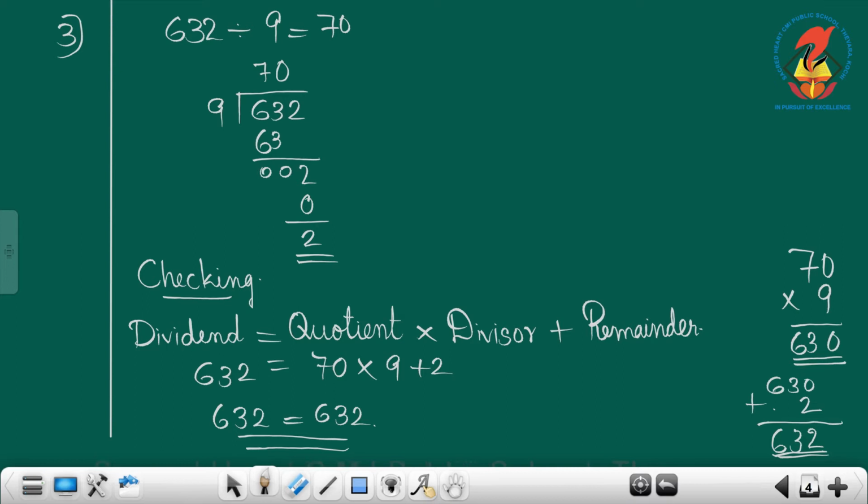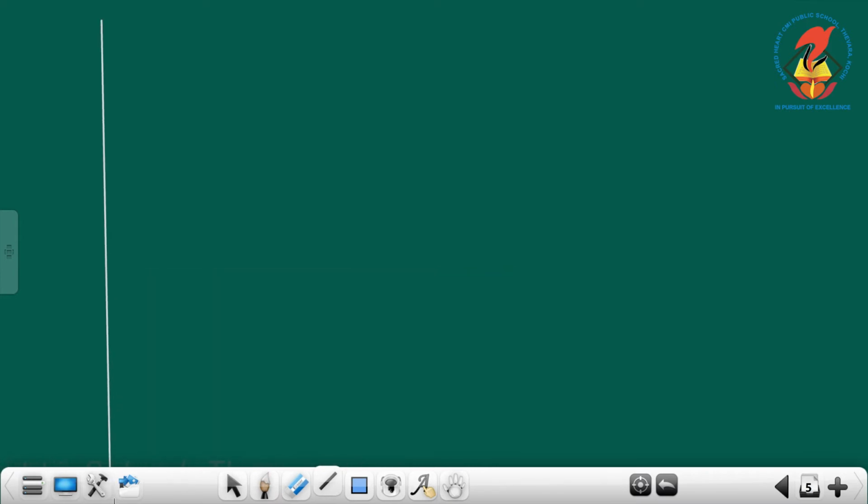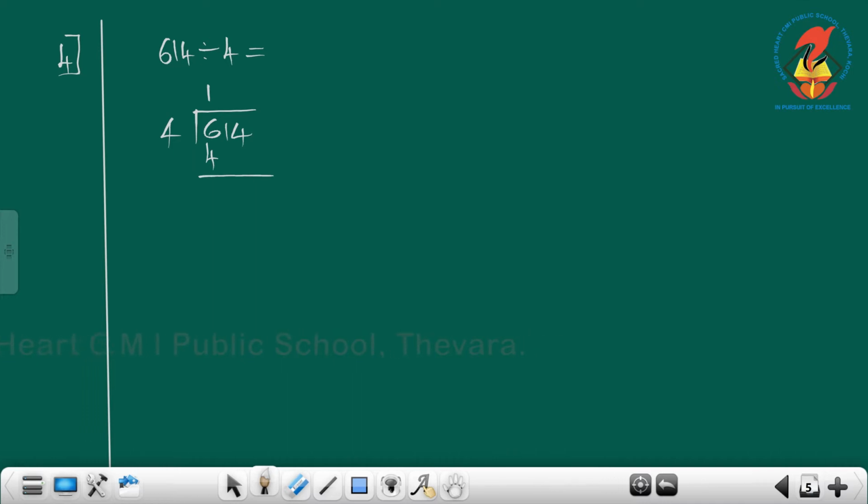Okay, one more question we can do. After that I will give some questions as homework. So the fourth question is 614 divided by 4. In 4's table, 6 goes how many times? 1 time. 1 4 is 4. You should write it down below the 6.